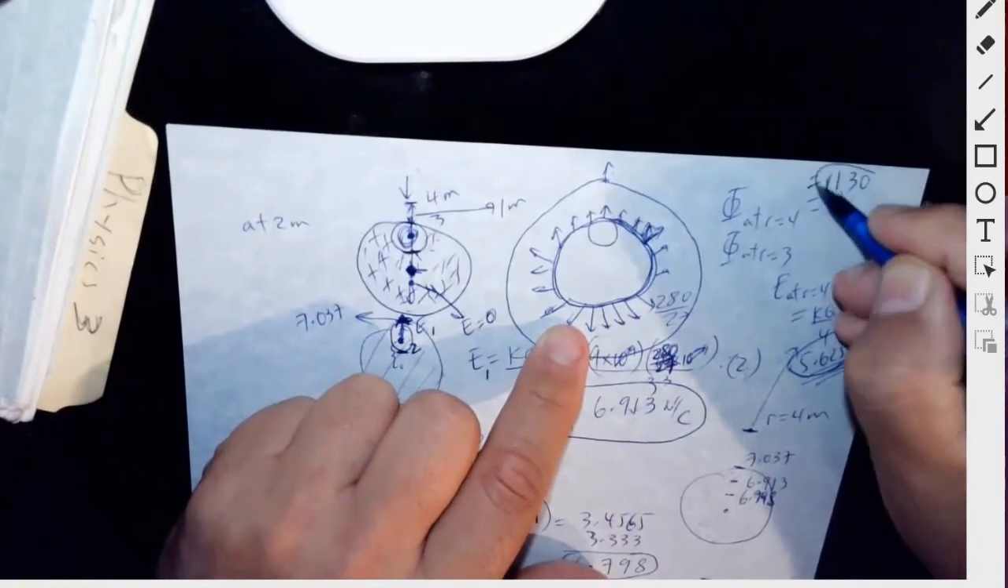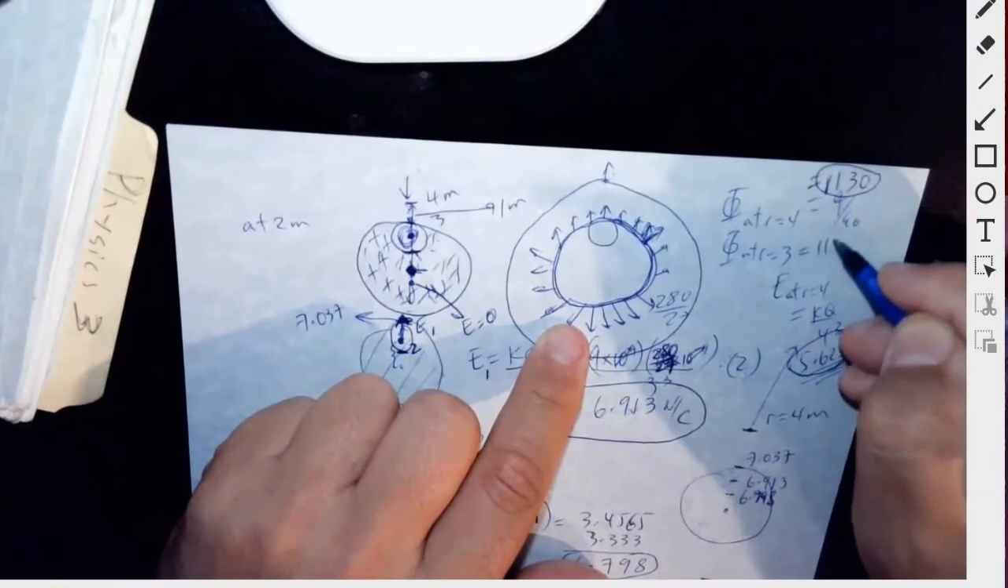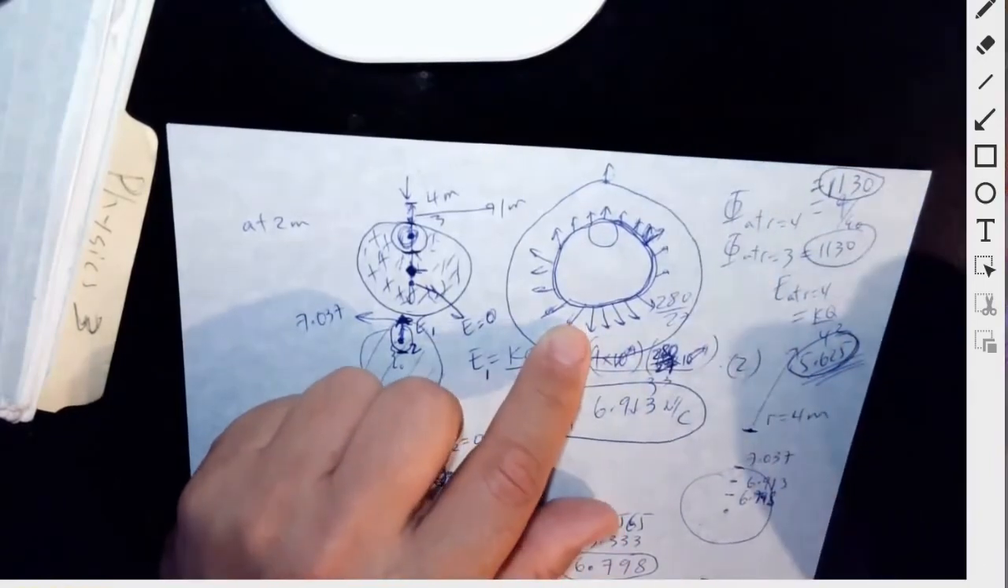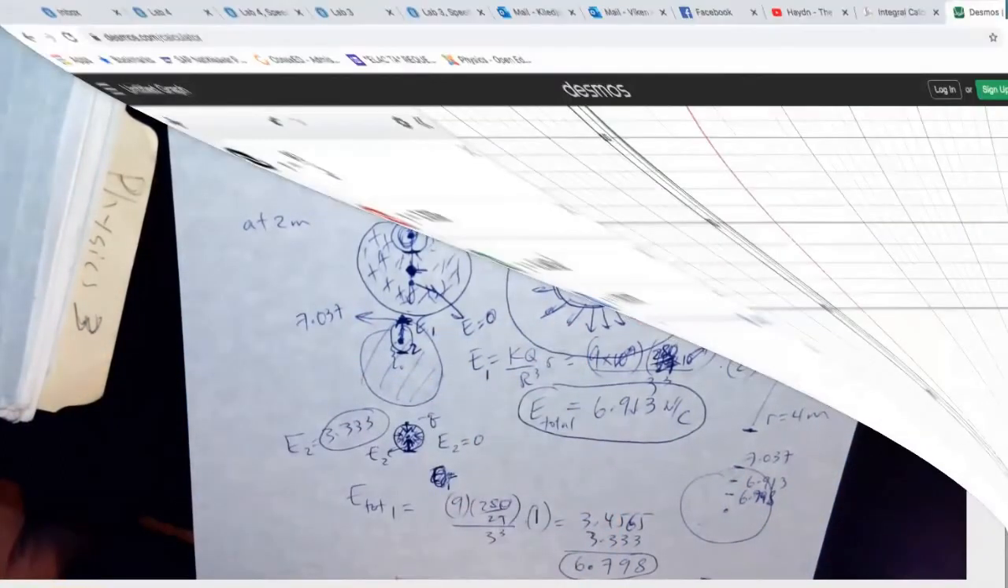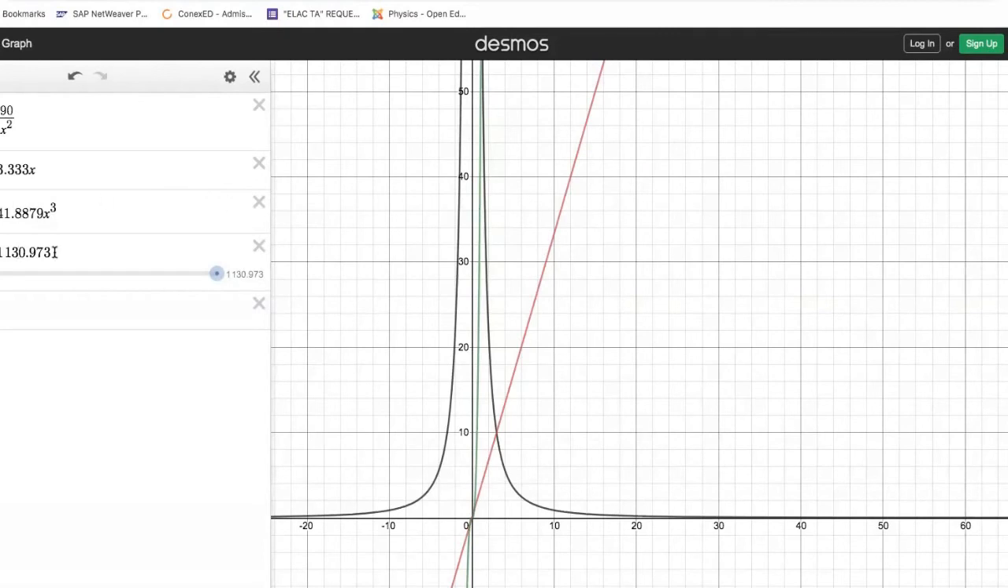So it should still be equal to 1130. And at R equal to 3, it should also be 1130. Was it 1130 once we went outside? Yeah, 1130, right? So it doesn't matter if the hole is off center, this number doesn't change. The flux doesn't care where the hole is, it just cares about how much charge is inside, and it doesn't care if the charge is centered or not.